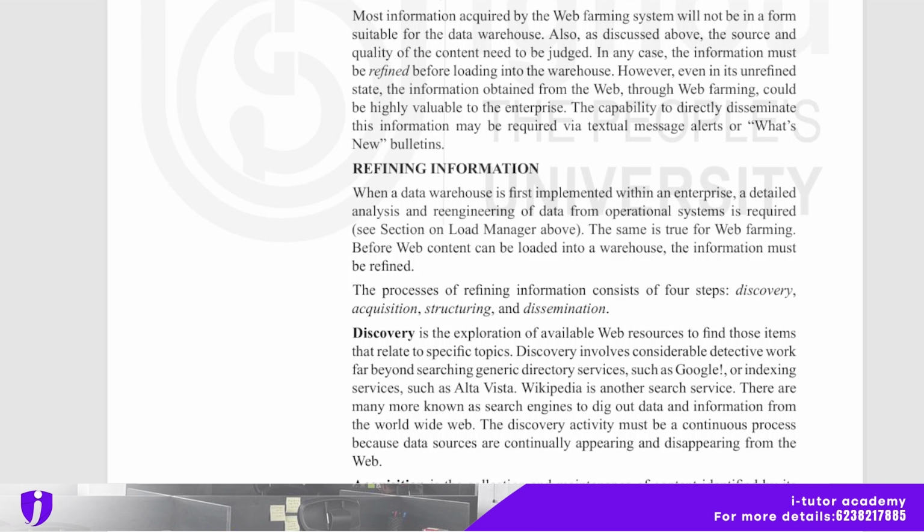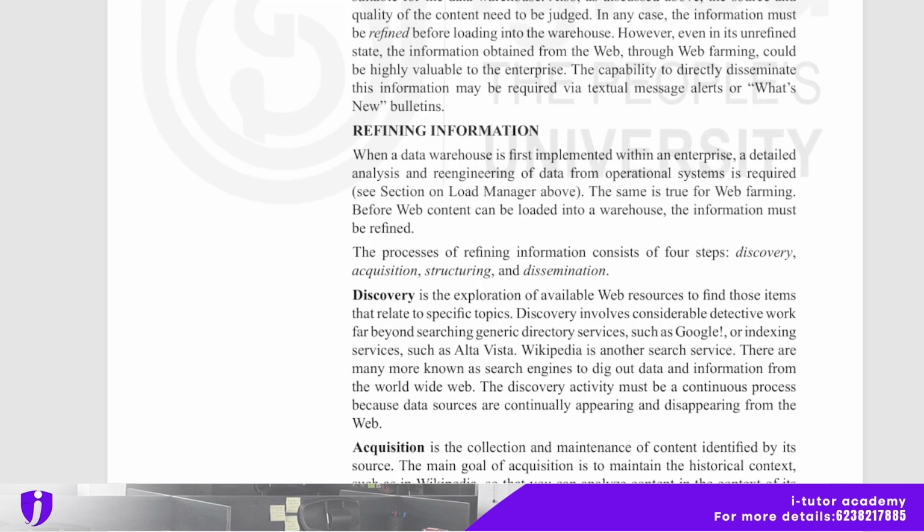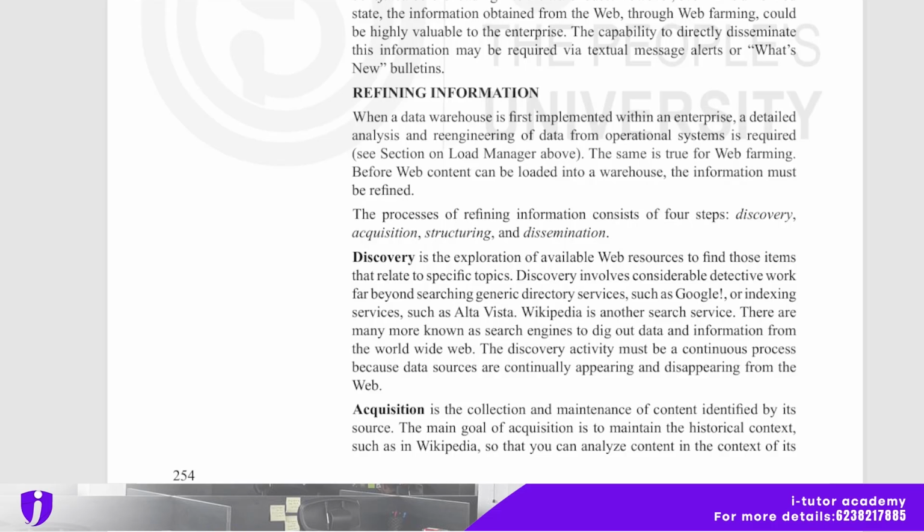the enterprises. Refining information. When a data warehouse is first implemented within an enterprise, a detailed analysis and re-engineering of data from operational systems is required. The same is true for your web farming. Before web content can be loaded into a warehouse, the information must be refined. The process of refining information consists of four steps: discovery, acquisition, structuring, and dissemination.